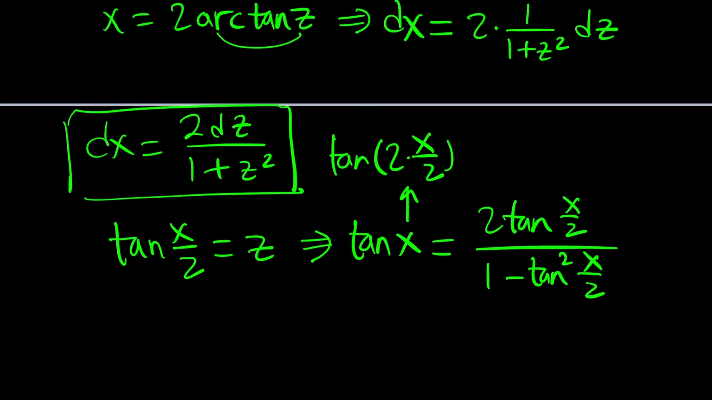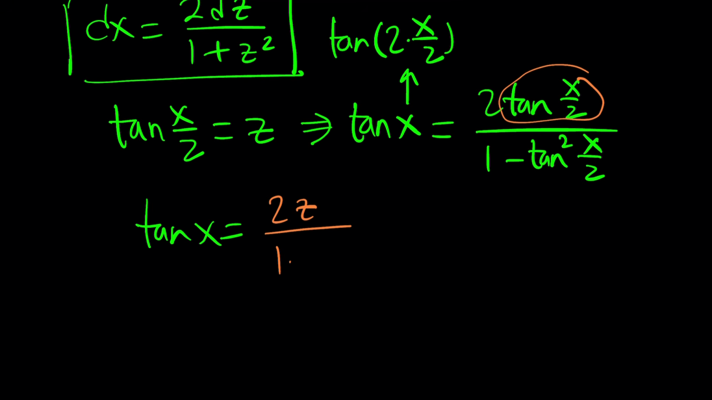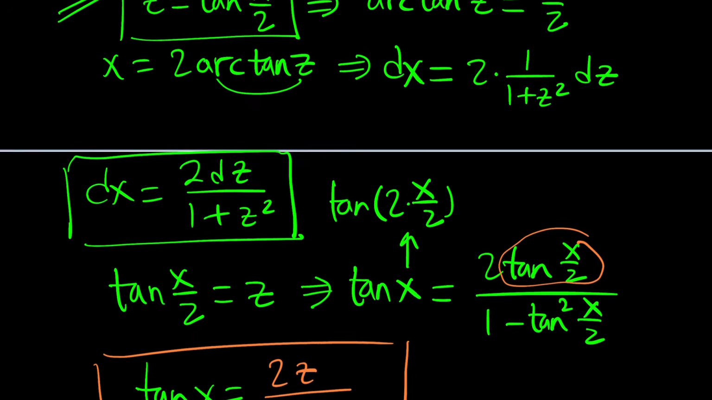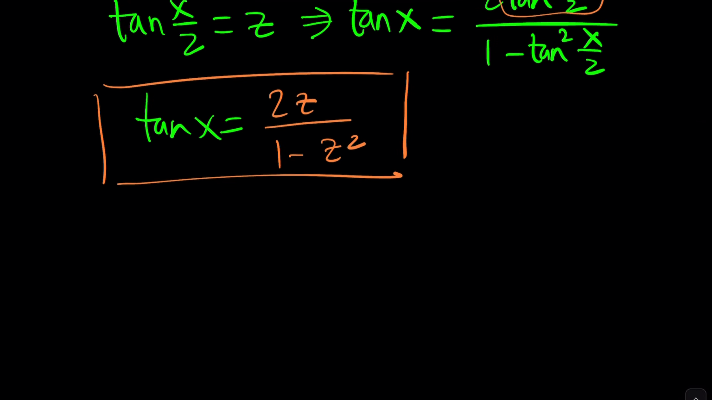Wait a minute. That gives us tangent. It doesn't give us cosine or sine. No worries. Once you find tangent, we can also find the others. If you replace tangent x over 2 with z in this equation, you get 2z divided by 1 minus z squared. So that's another identity you're going to need. That's tangent. We don't have tangent x in our equation, so that's fine. But we can go ahead and find sine and cosine from here. How? Trigonometrically or geometrically, however you want to do it.